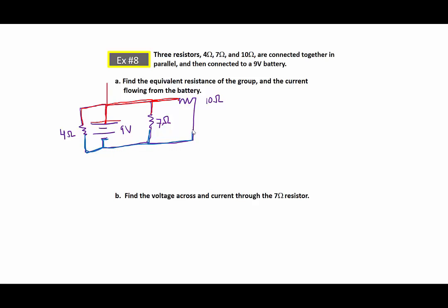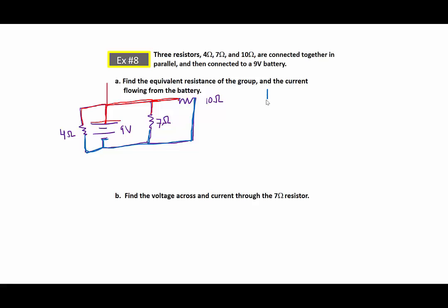I'm going to go ahead and draw that blue. Now when I draw this, there are no leftover intermediate voltage drops. That means that each one of these resistors is getting the same exact voltage drop, the 9 volts total. So it says find the equivalent resistance of the group and then the current flowing from the battery.